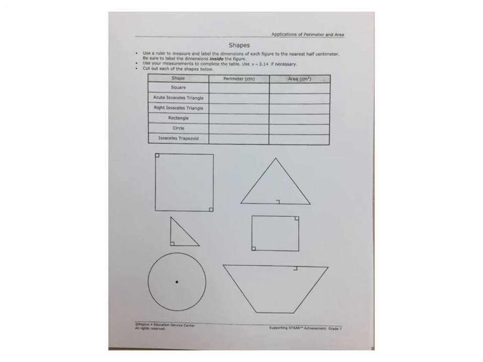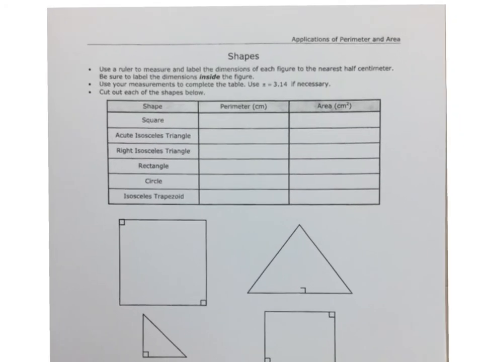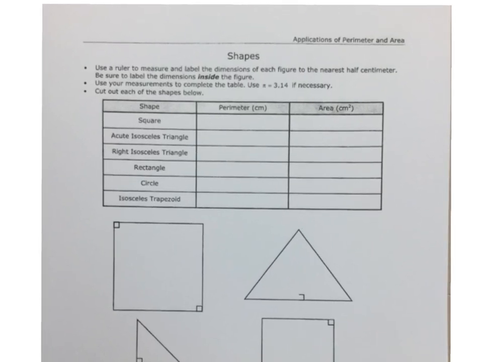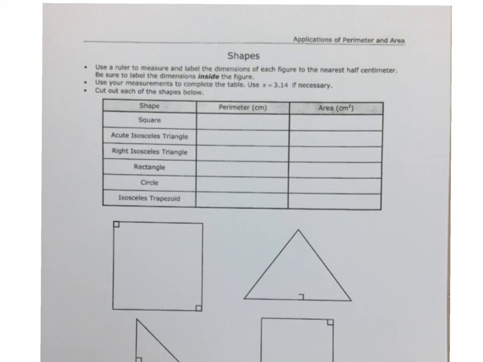Now let's take a look at your assignment for today on this handout entitled Shapes. This is kind of like the table that we completed the other day. We are asked to find the perimeter here of a given shape and the area of the given shape. And if you notice, we have a few more different shapes this time, okay?